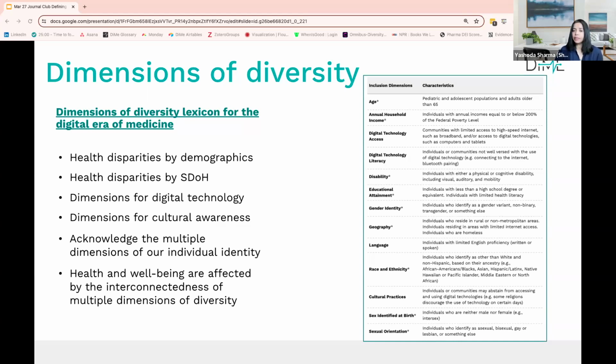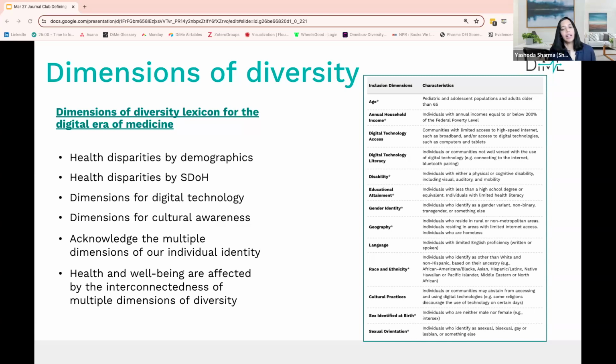And we're talking about the digitization of medicine. So we have to pay attention to the digital divide. You know, as Amy mentioned, digital literacy, digital access are pivotal for medicine today. Cultural awareness. So, for example, language, cultural practices. These are also important influencers on how people experience healthcare.